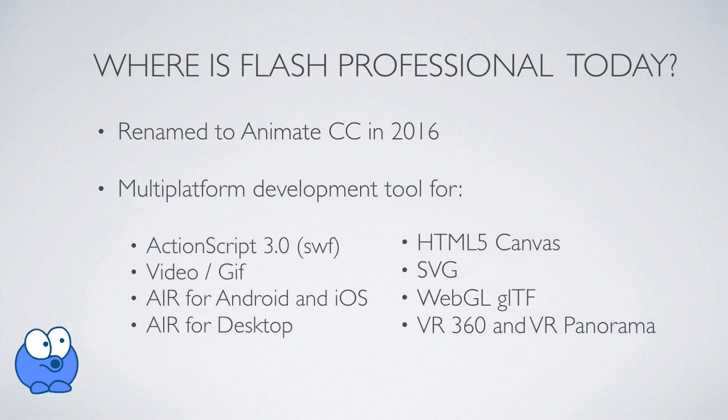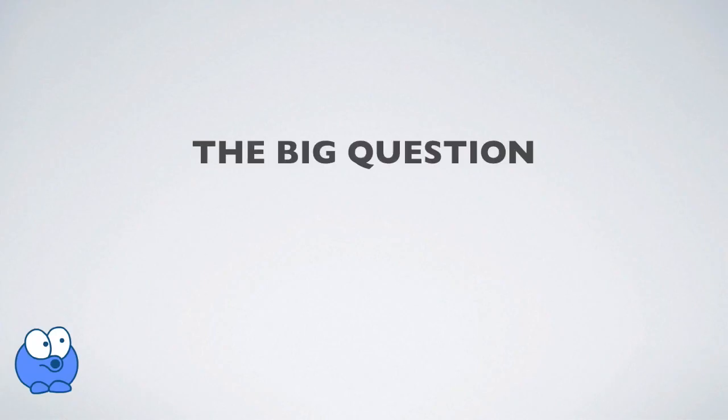And Animate CC is a multi-platform development tool for ActionScript, video, GIF, Air for Android and iOS, Air for desktop, HTML5 Canvas, SVG, WebGL, and GLTF, which is basically a 3D format that allows you to transfer 3D models and scenes. And we got VR 360 and VR Panorama. So I'm not going to explain what all these are, but the basic idea is that Animate CC is an amazing program for designers, animators, programmers, where they can make incredible artwork come to life and export it to all these wonderful formats.